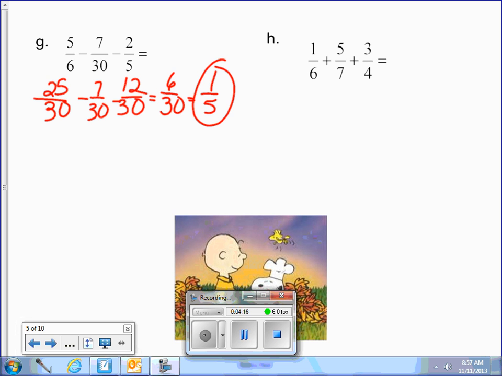So in H, we need to determine what the least common denominator is to help us solve this one. So as I've told you before, if you can't tell by looking at it, start with the largest denominator, which in this case is 7. Do the multiples of 7. 7 times 2, times 3, times 4, until you get a multiple that you know that 6 will go into it and 4 will go into it.